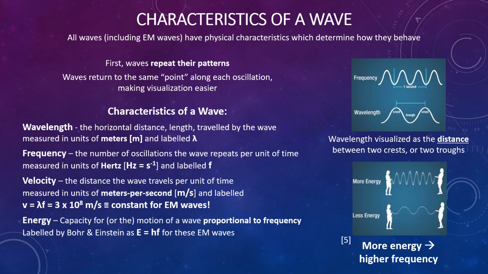Another property of waves is that they have energy, and this is what gives them their capacity for motion. This is proportional to their frequency. This equation, given by Bohr and Einstein, E equals hf, tells the energy of an electromagnetic wave given by a proportionality constant and its frequency. So what to take away from this is that if a wave has more energy, it is a higher frequency wave. An electromagnetic wave, if it has more energy, it is a higher frequency.